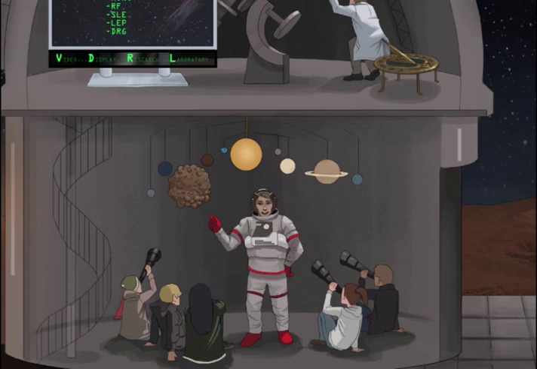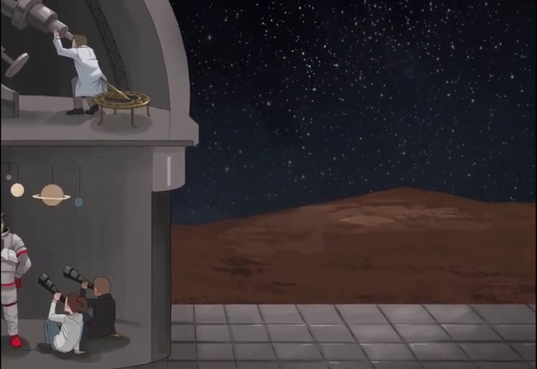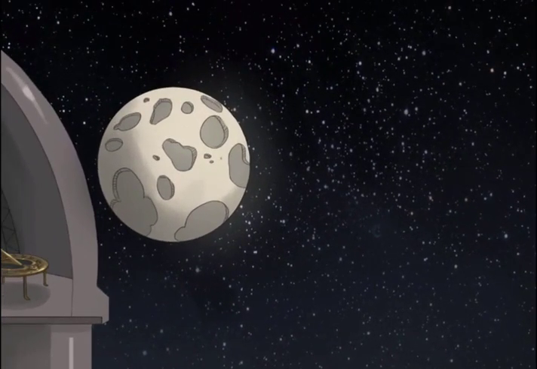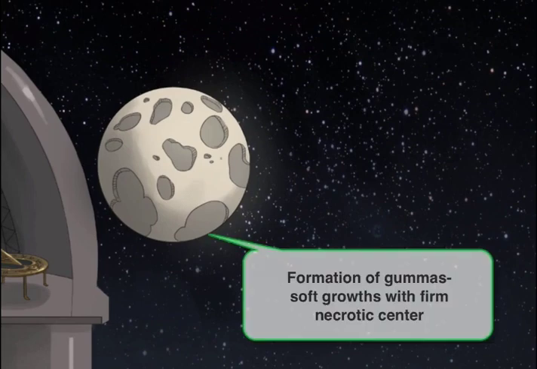Now we'll move on to the tertiary stage. So let's move outside. The first thing we'll add is this bright cratered moon. The craters are supposed to signify gummas, which are soft growths with a firm necrotic center that can occur anywhere: skin, internal organs, or even bone.